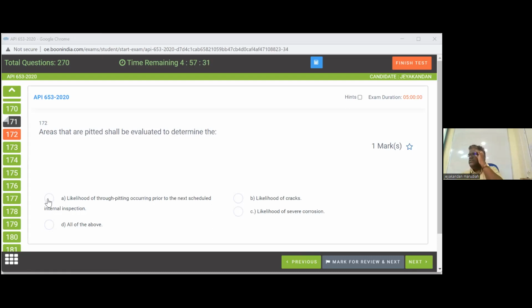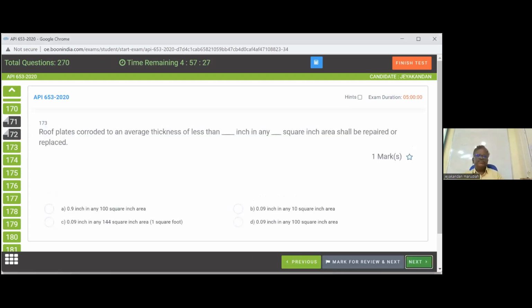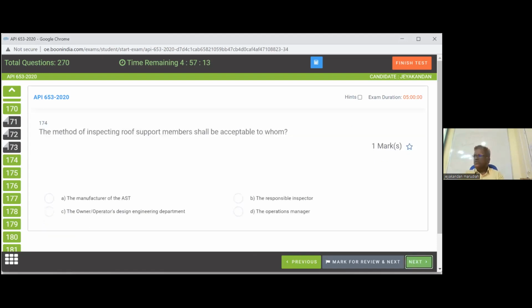Just to follow, these are closed book questions. Next. If the roof is corroded to an average thickness of less than blank inch in any 100 square inch area, it shall be treated as... The answer is 0.09 inch in 100 square inch. Okay, next.